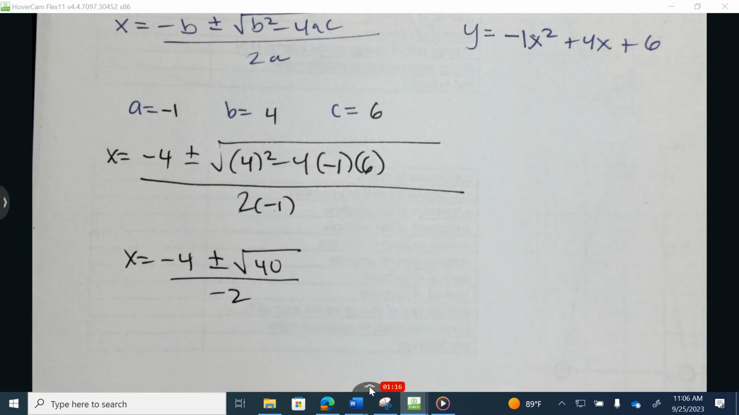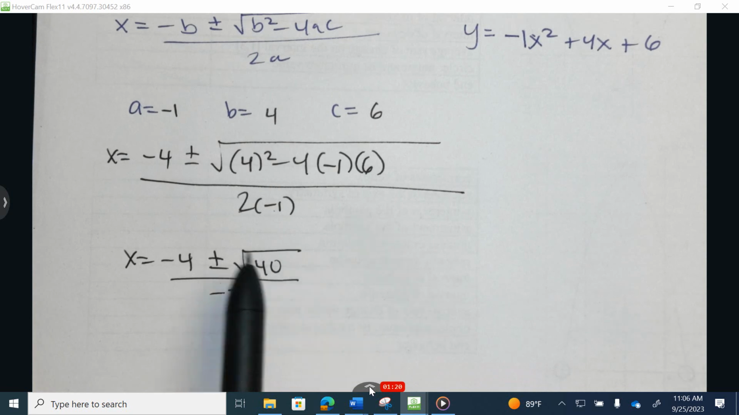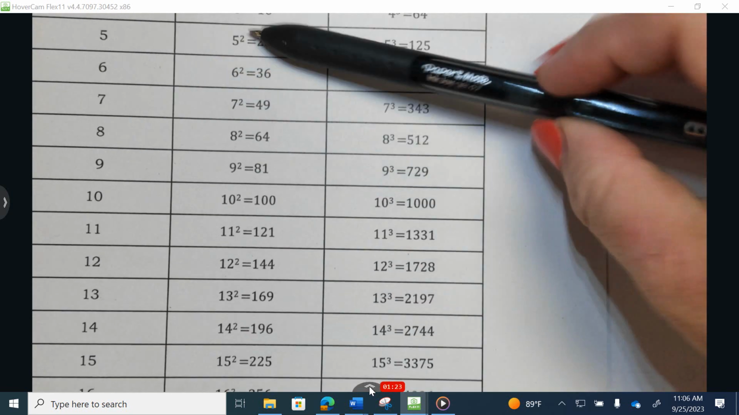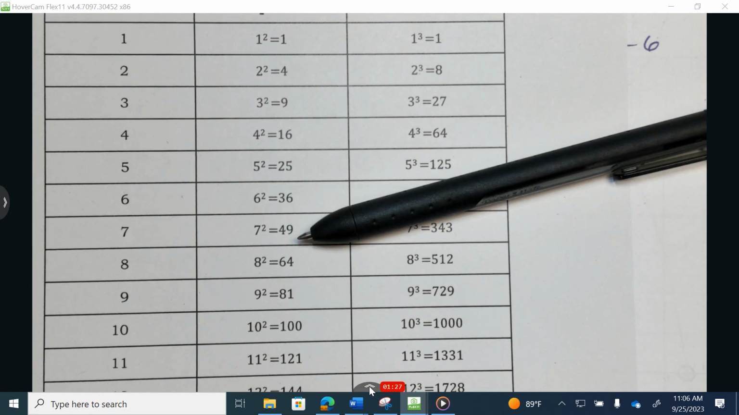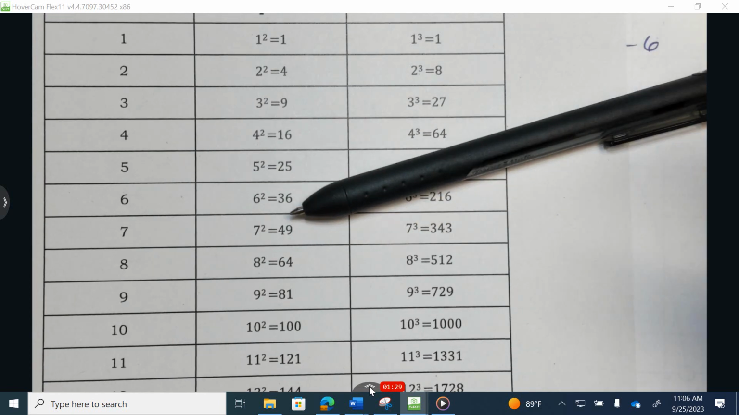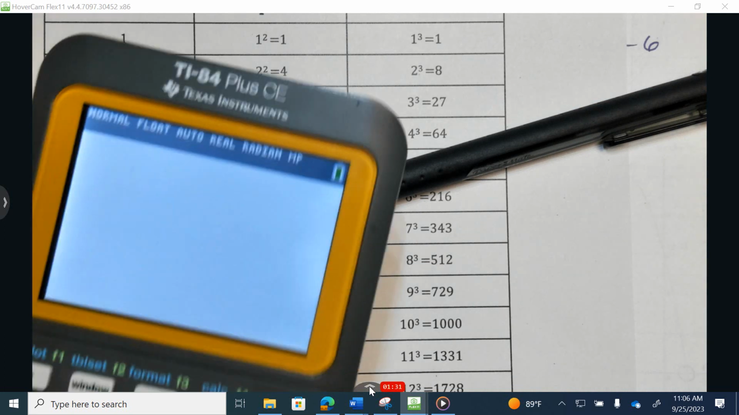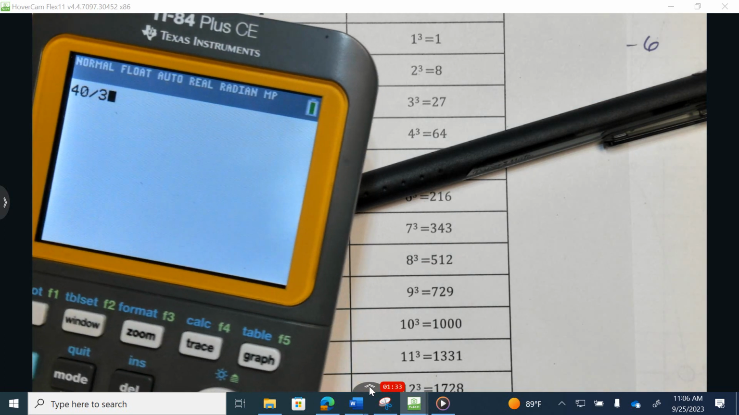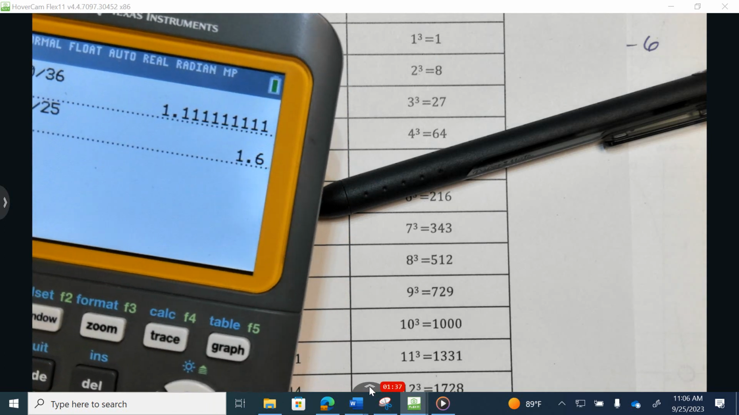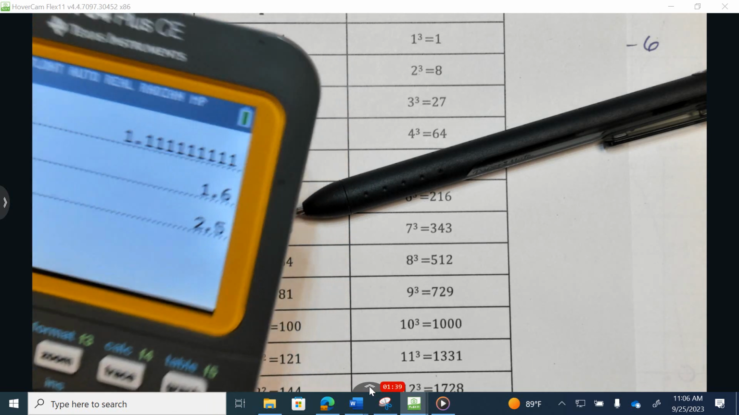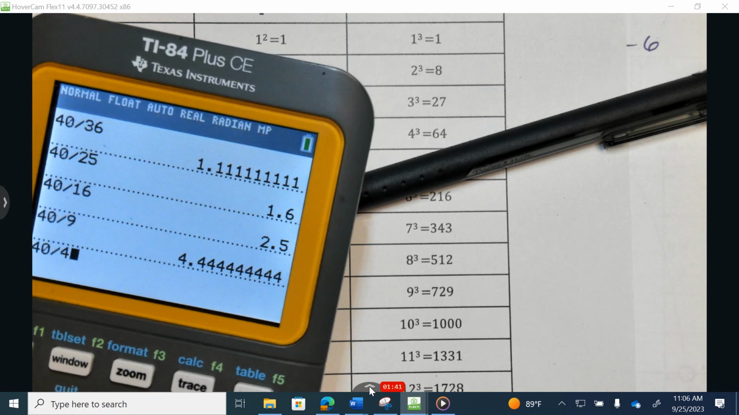Now I'm going to grab that paper and I'm going to locate perfect squares. Now here's where 40 is. 40 is in between 49 and 36. And so I can see that 40 is not a perfect square. So I grab the calculator and I go 40 divided by 36. That doesn't work. And I keep working. 40 divided by 25. 40 divided by 16. And I realize the very first number that will work is 4.